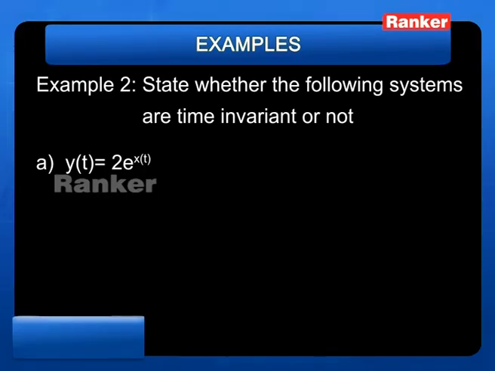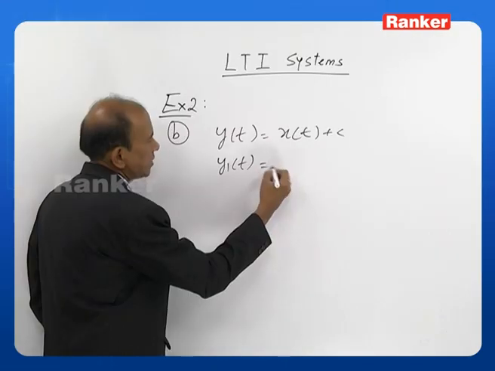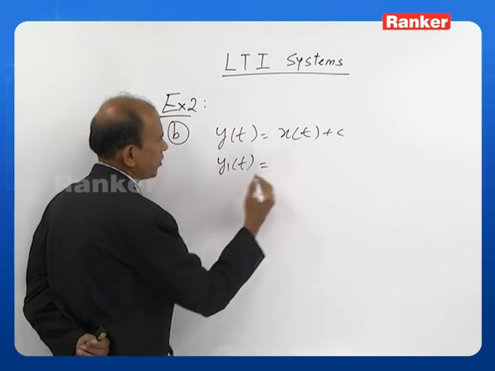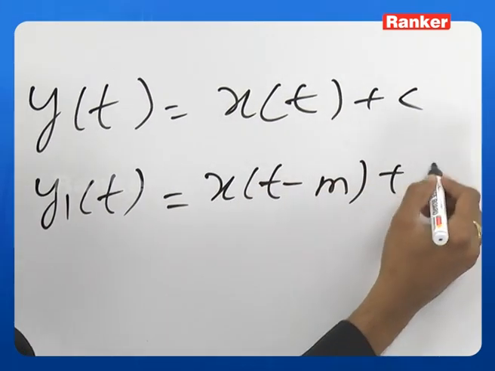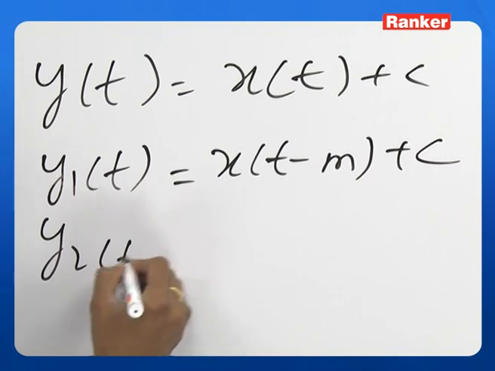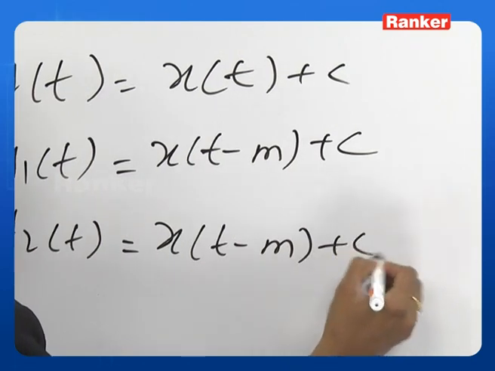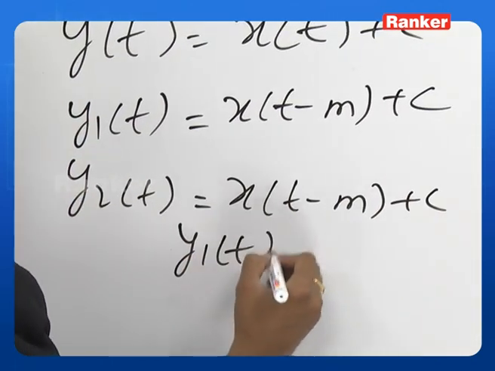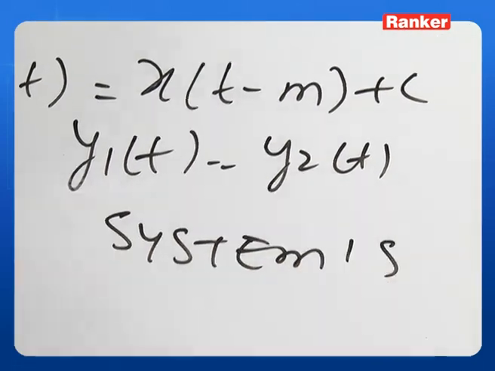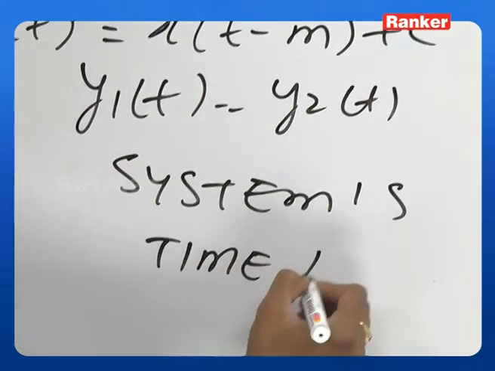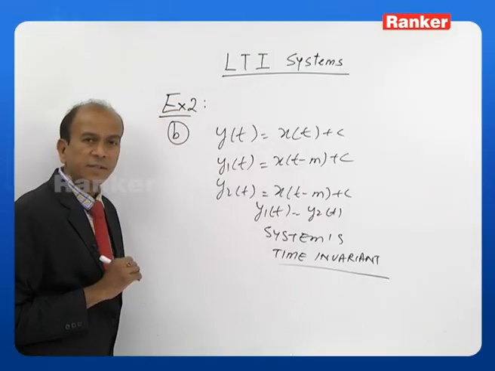Part B of the second example, y of t is x of t plus c, a constant. Similarly here, you can do it in less than half a minute. So y1 is equal to, this is the input delayed, so this will be equal to x of t minus m plus c, because the constant cannot change. Similarly, what is y2 of t? y2 of t is a delayed response, that is again x of t minus m plus c. As you see here, y1 of t is equal to y2 of t. The system is what? Time invariant. So this is the second example.